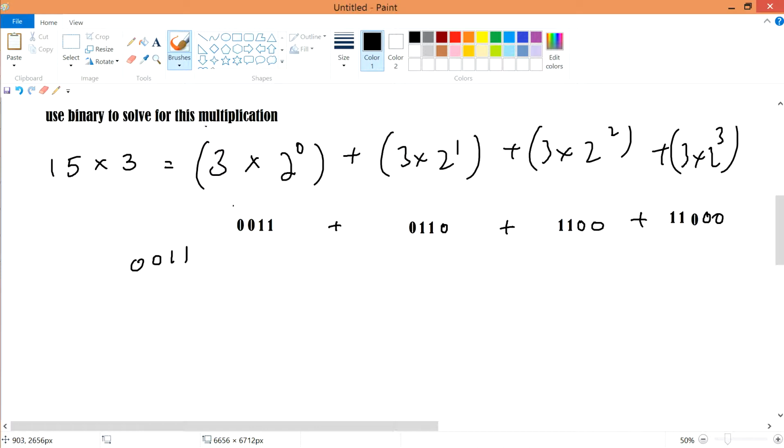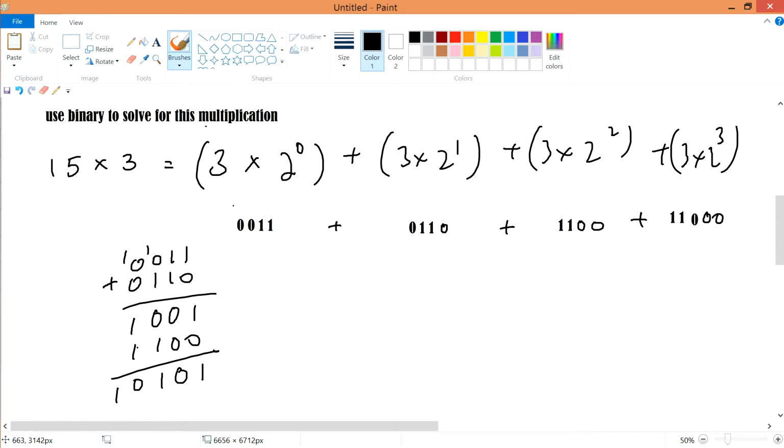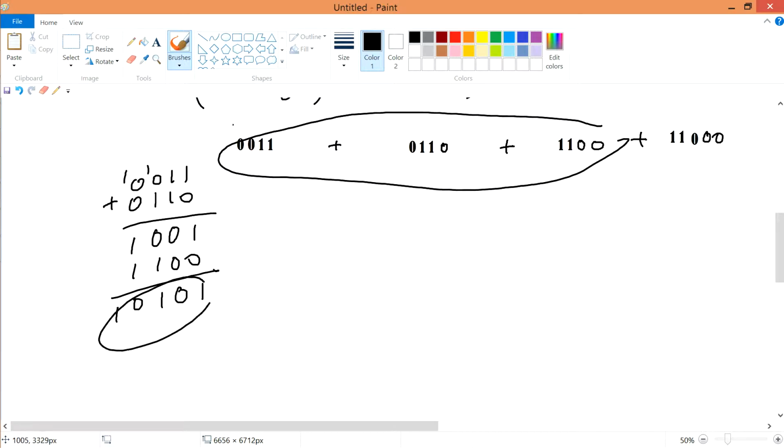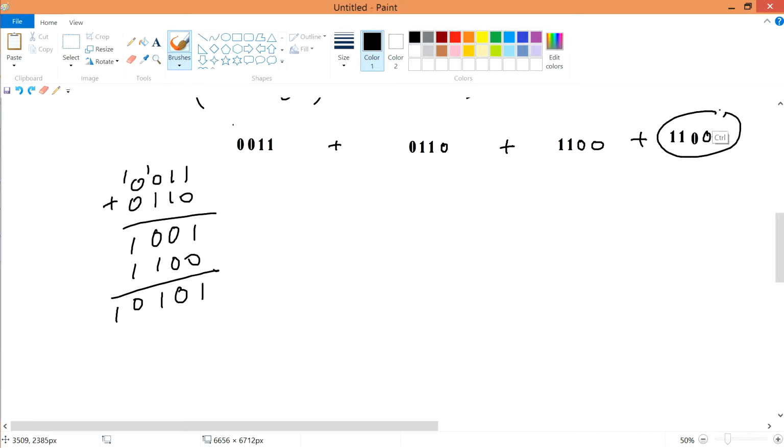So 0 0 1 1 plus 0 1 1 0. I will have 1 plus 1 is 0 bringing 1, so 1 plus 1 is 0 bringing 1. I have 1. So this part is 1 0 0 1. Then 1 0 0 1 plus this one, 1 1 0 0. This is 0, this is 1, 1 plus 1 is 0, bring forward 1. So I have 1 0 1 0 1. So this whole thing over here is 1 0 1 0 1. And now I'm going to add this one.